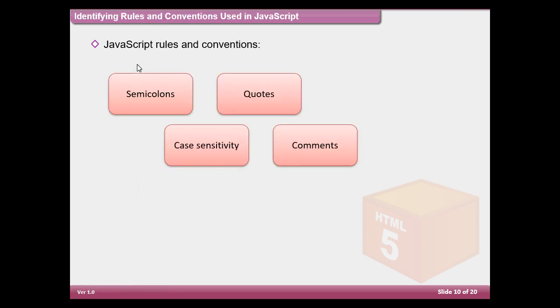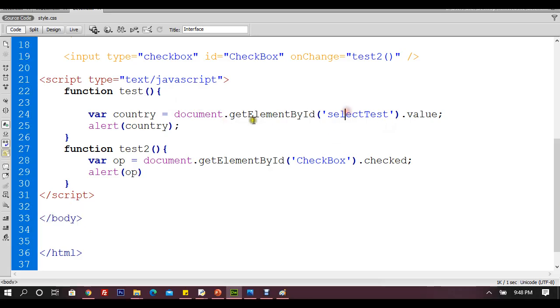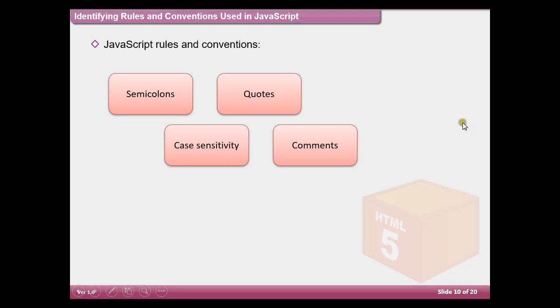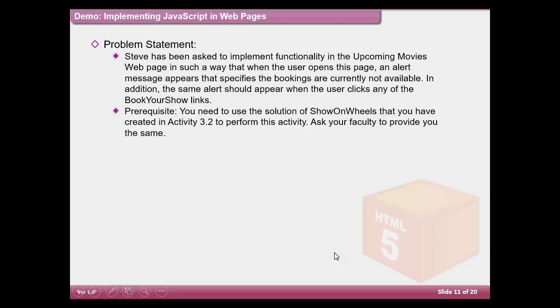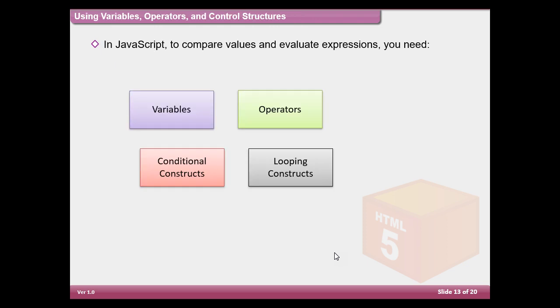JavaScript rules and conventions: semicolons, quotes, case sensitivity. JavaScript is a case sensitive language. We know that. It uses semicolons. We know that. It uses quotes. You know that. getElementById: E is capital, B is capital, I is capital, which means it's a case sensitive language. And it uses quotes, we have seen that. It also uses a semicolon to terminate the statement. And everything else is known by you. To display an alert on the web page, we have already seen how we can display.